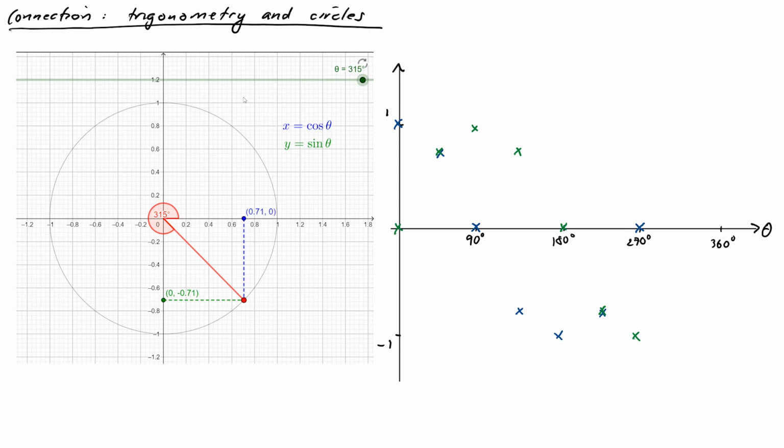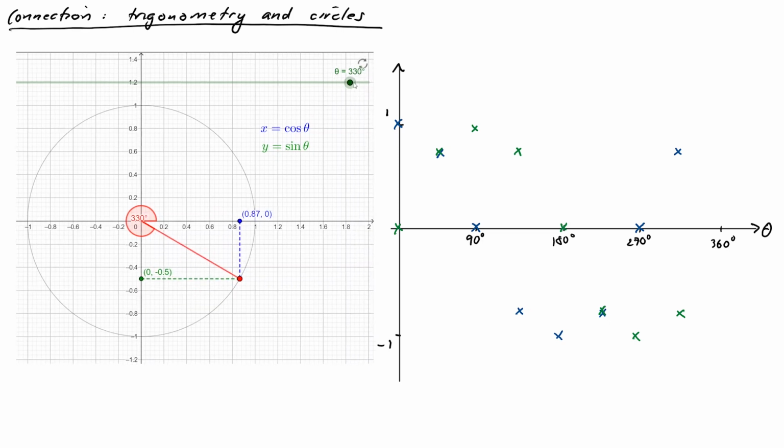315 is going to give us those 0.71s again, so it's 0.71 for cosine and -0.71 for sine. And then finally 360, it's off the edge of the page, let's just scroll that slightly, is going to be back where we started, and so cosine has returned to 1 and sine is back to 0.